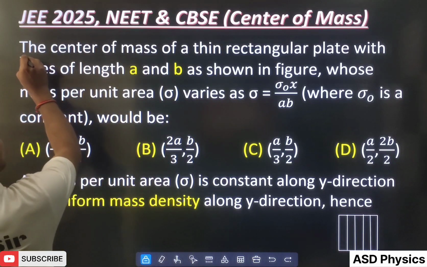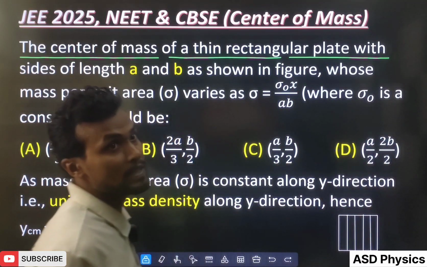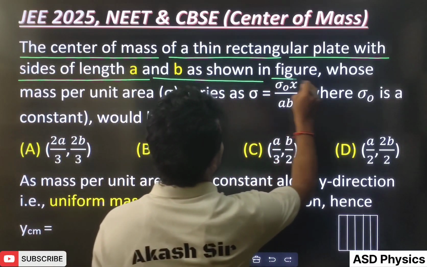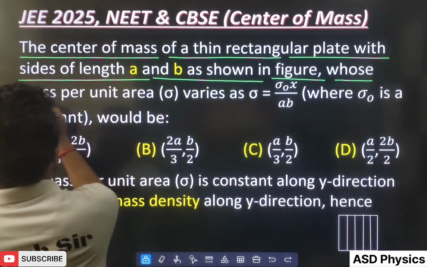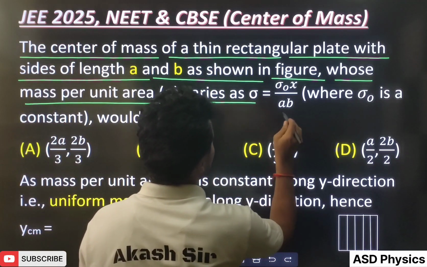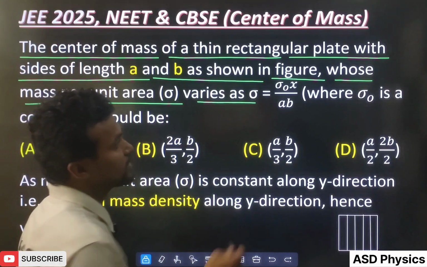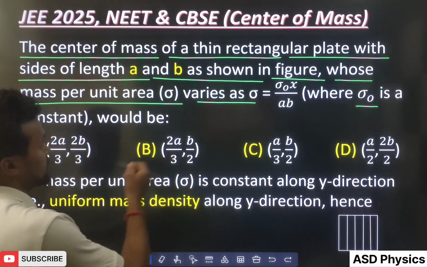The question is: the center of mass of a thin rectangular plate with sides of length A and B, as shown in the figure on the next page, whose mass per unit area varies as given here, sigma equal to sigma naught x by AB, where sigma naught is a constant. What would be the center of mass here?